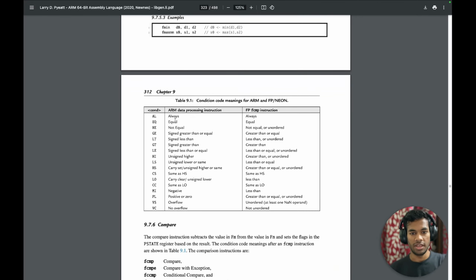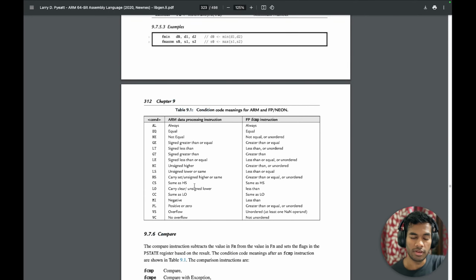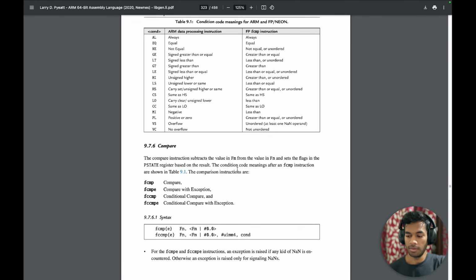And then I have the equality table. Always equal, not equal, greater than or equal to, less than, greater than, less than or equal to, high, plus, carry set, or, okay. This is something that I will have to get into and understand more clearly. Condition code meanings, and yep, here is a compare and this refers to this. Now, yep, compare.